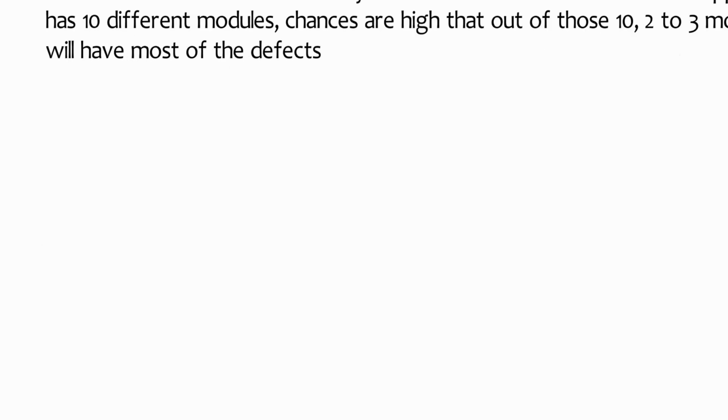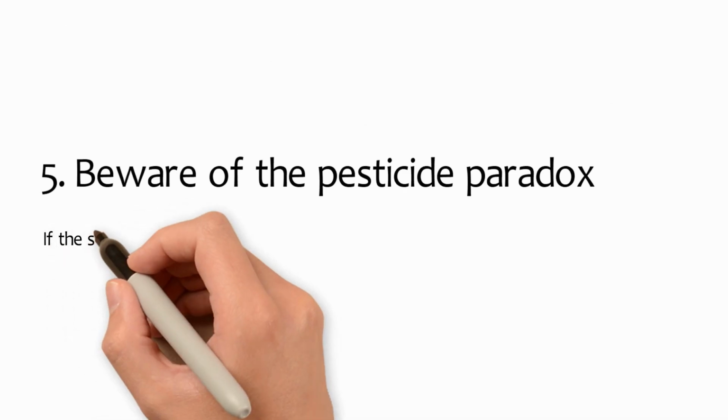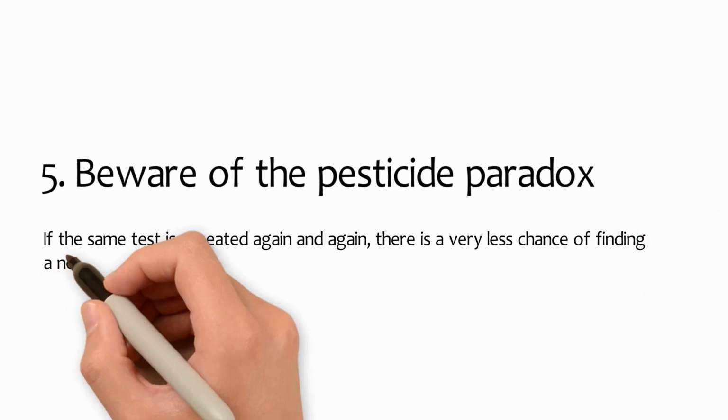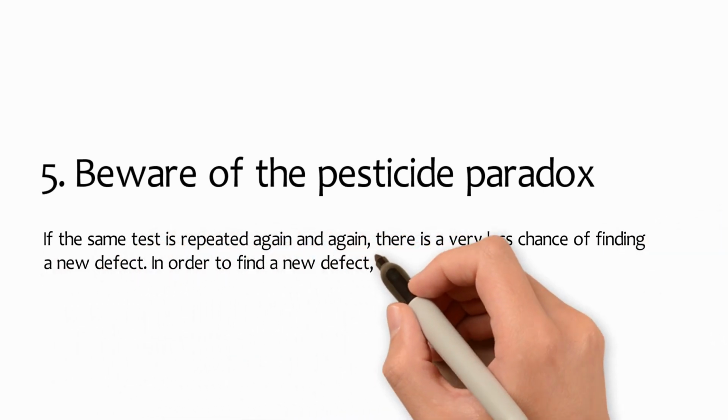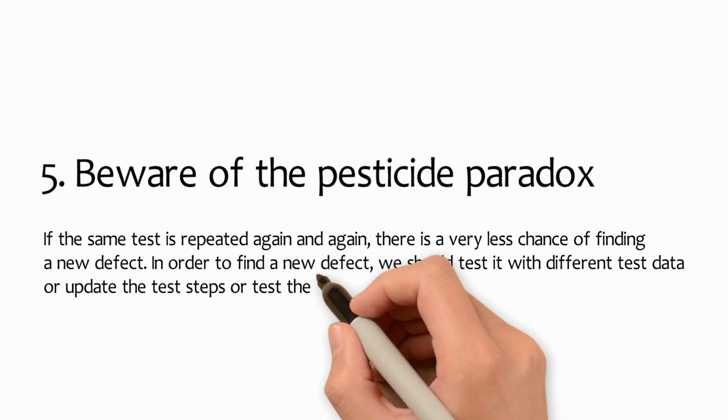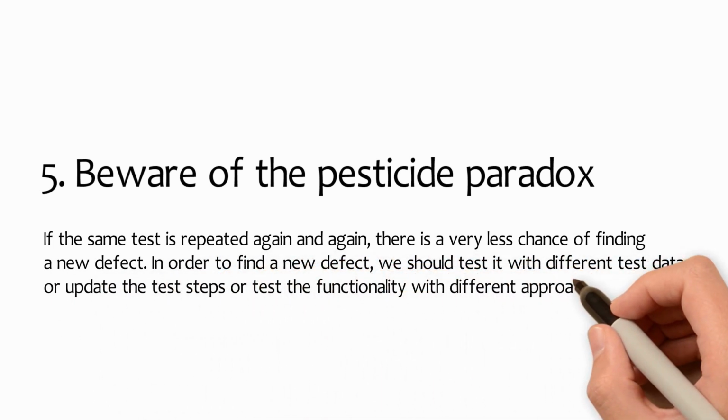Beware of the pesticide paradox. If the same test is repeated again and again, there is a very less chance of finding a new defect. In order to find a new defect, we should test it with different test data or update the test steps or test the functionality with different approach.